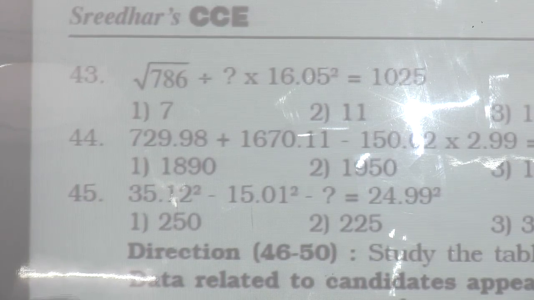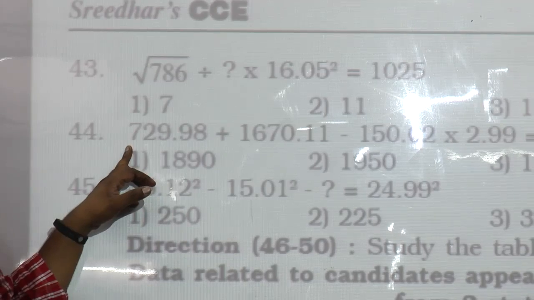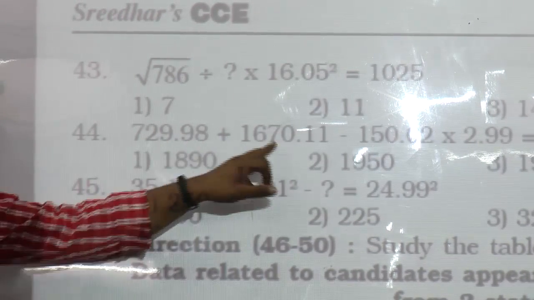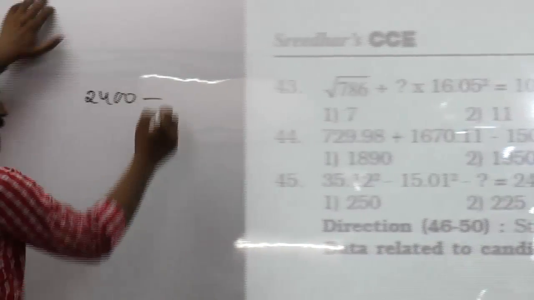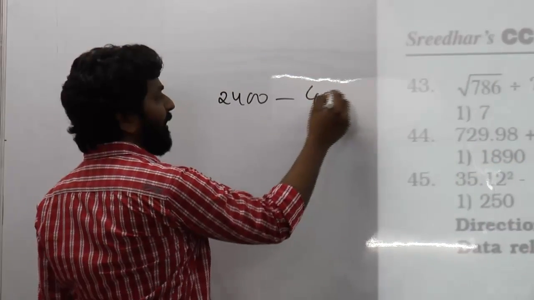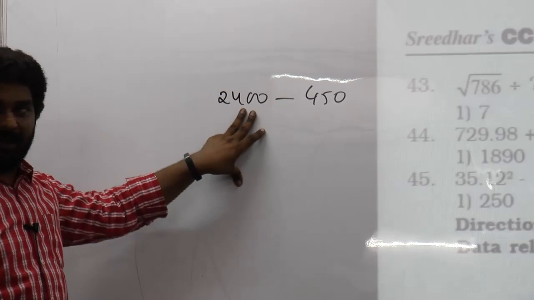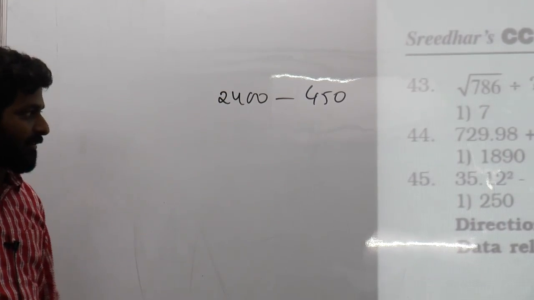730 plus 1670. 1600 plus 700, 2300. 30 plus 70 is 100, so 2400. So 2400 minus 153 times 450. Subtract 450 here. Subtract first 400, then subtract 50. Subtract 400, you will have 2000 here and minus 50. 1950 is the answer.